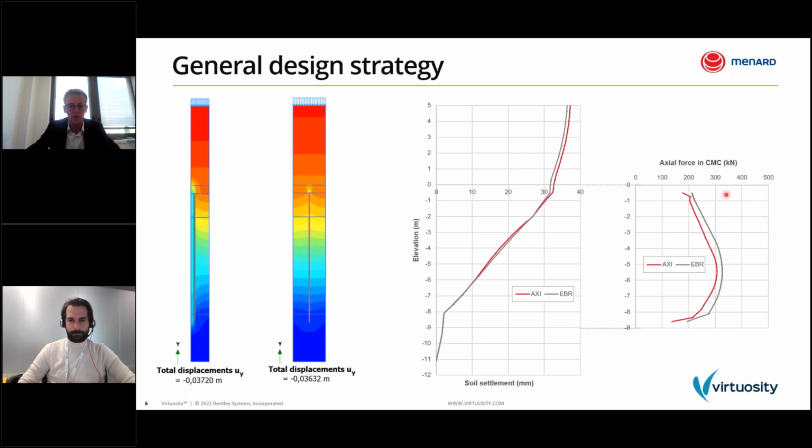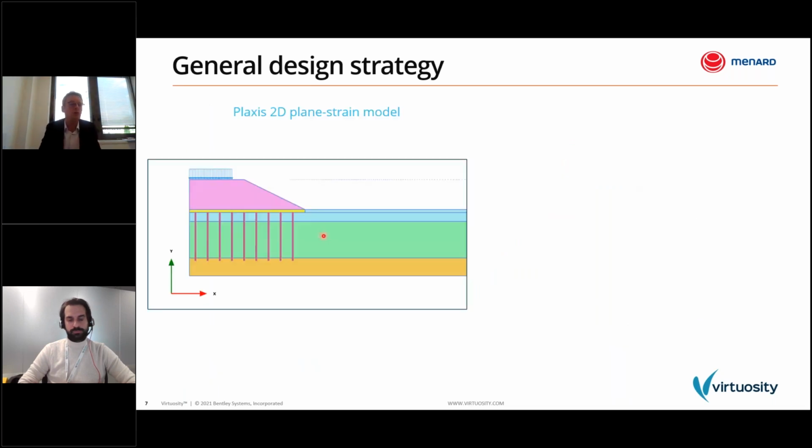Now, if I focus on the axial forces inside the CMC, we can see that we have exactly the same profile in the cluster element, in the axial symmetrical model, and in the embedded beam row elements. So once this calibration is done, we can go on with the 2D plane strain model. And sometimes, especially when it's required by the checker, we can run on a specific cross-section a PLAXIS 3D model in order to make sure that our 2D approach is reliable. So it's what we have done here, just to show you that this 2D approach makes sense.